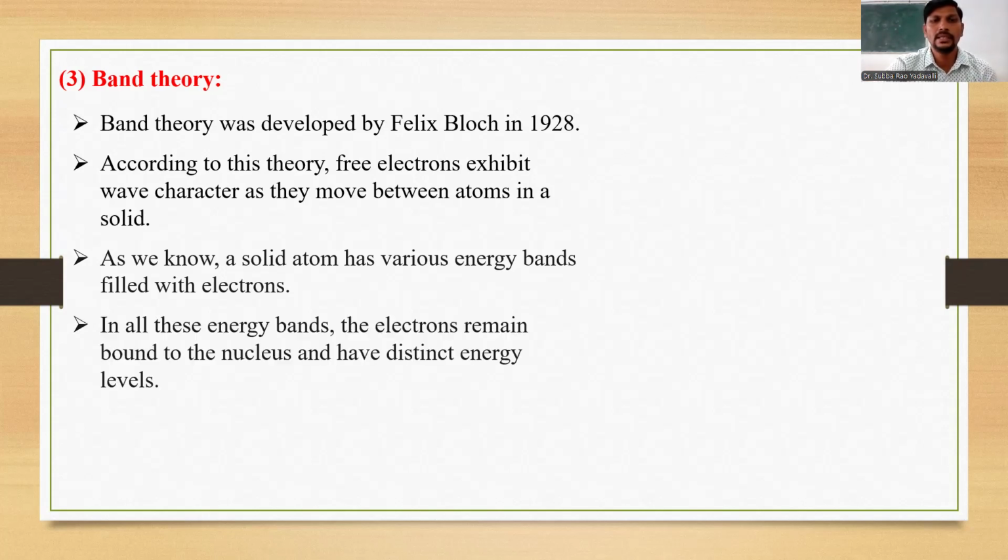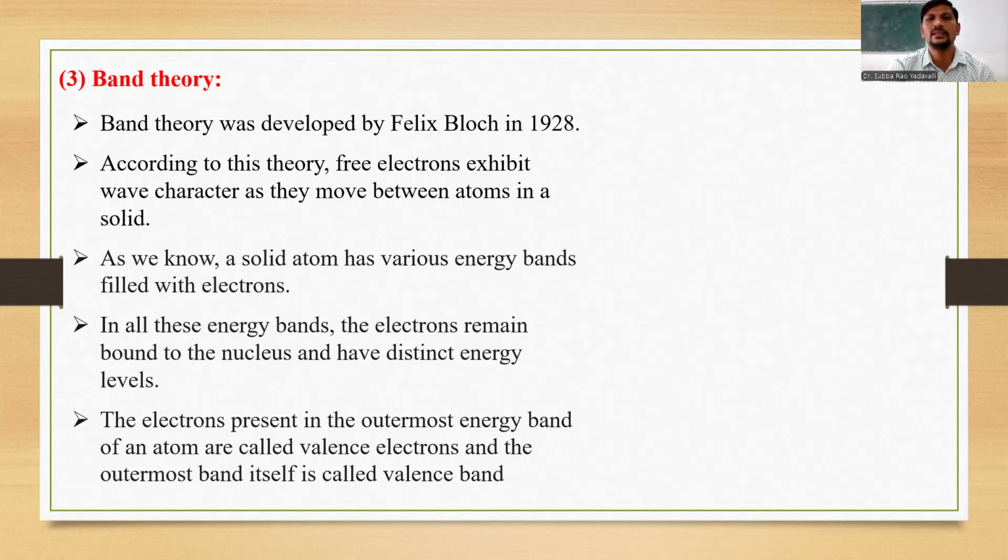And in all these energy bands, the electrons remain bound to the nucleus and have discrete energy levels. That means all are bound to the nucleus. And the electrons present in the outermost orbit, that means the outermost energy level, are called the valency electrons. And the outermost band itself is called the valency band.